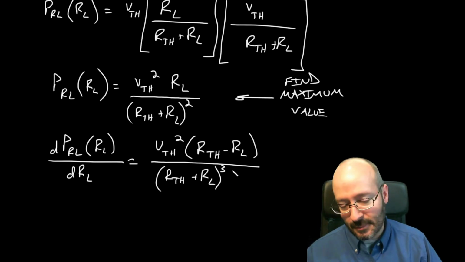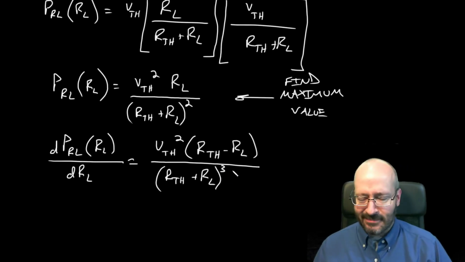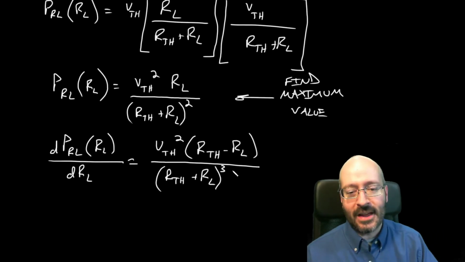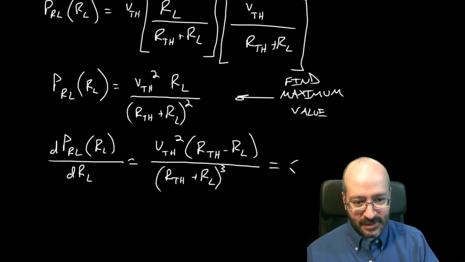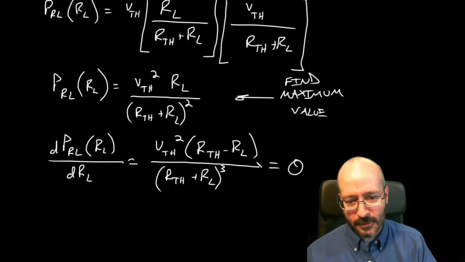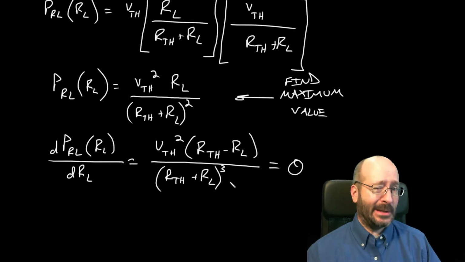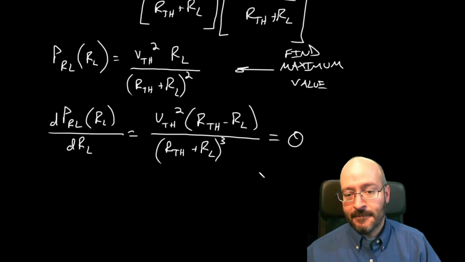And now the denominator is cubed. Okay. Yeah, I use the big calculator for that one. We want to know where that's 0, because that's going to tell us the maximum point. If this is going to be 0, then the numerator has to be 0, and we can kind of throw out the denominator, which is rather nice.